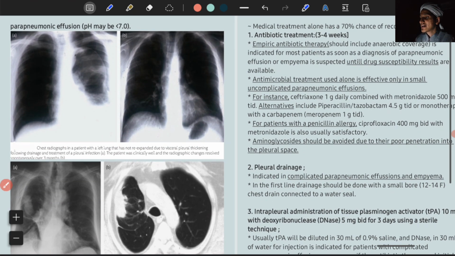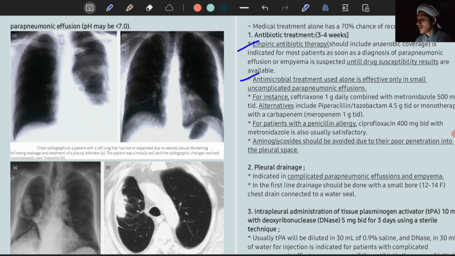Medical treatment alone has a 70% chance of recovery only when there is uncomplicated parapneumonic effusion with small effusion, not large. If it is a complicated, large effusion, then you need an ICD. Antibiotic treatment for 3 to 4 weeks. Initially you will give empiric antibiotic therapy based upon community acquired or hospital acquired, covering the anaerobes. After that, based upon the susceptibility results, you will give the antibiotic. Antimicrobial treatment used alone is effective only in small uncomplicated parapneumonic effusions.